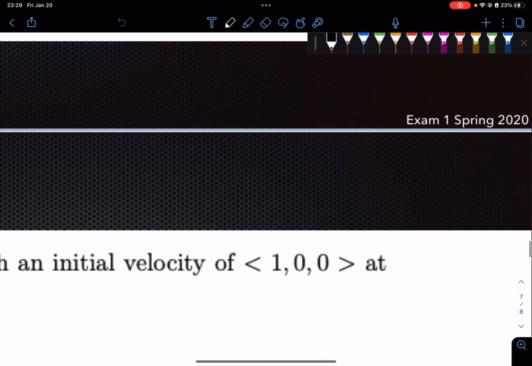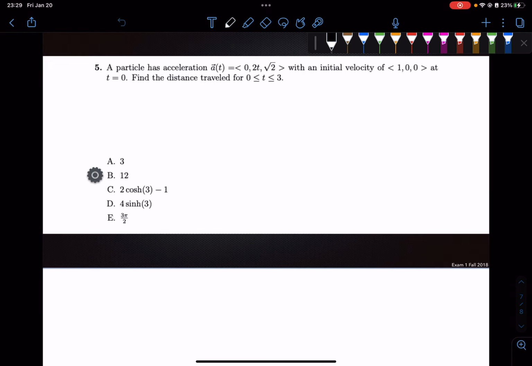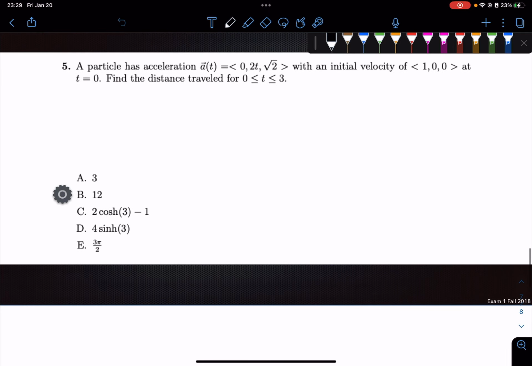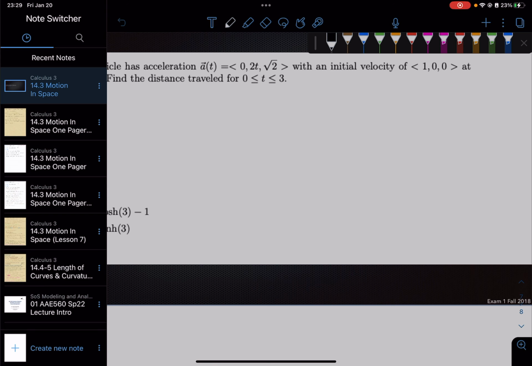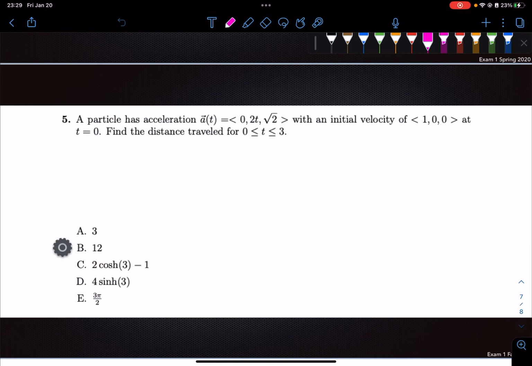Oh, by the way, this one is from Spring 2020, and this one we're looking at is from Fall 2018. A particle has acceleration as such, and an initial velocity as such at t equals 0. Find the distance traveled from t equals 0 to t equals 3. I think everybody understands that this is a distance traveled problem, right? And I think this question's giveaway is pretty straightforward.